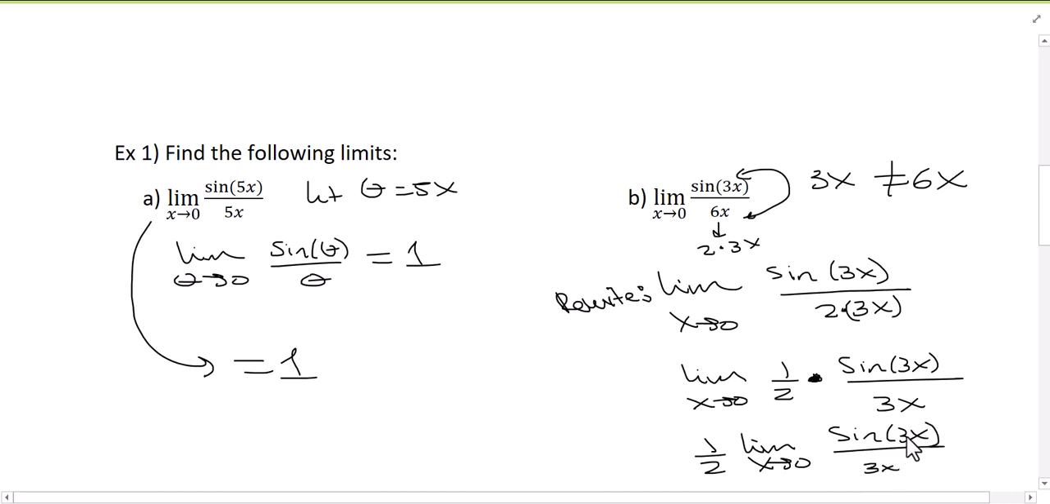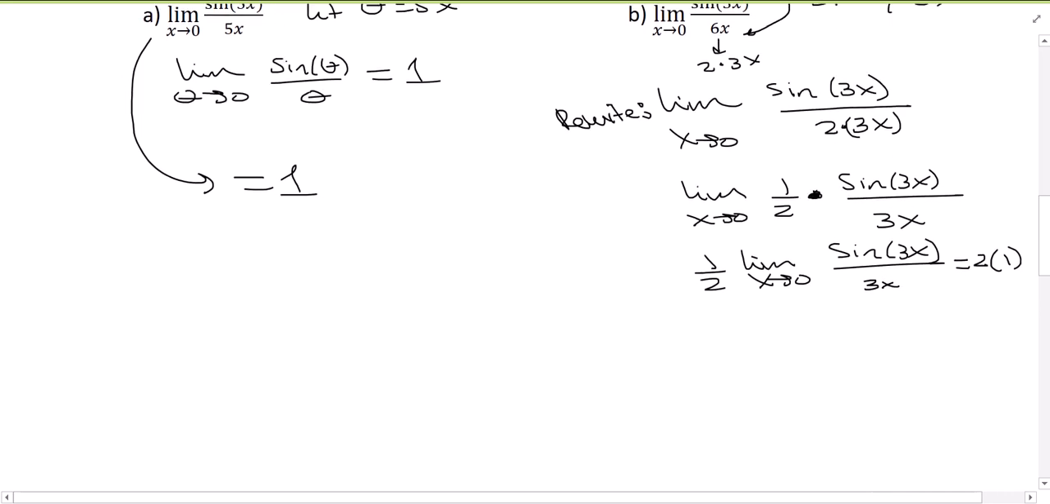Now the argument, the thing inside my trig function, my sine, matches the denominator. So that limit is 1, and not 2. So this is equal to 1/2 times this limit, which is 1. And so I just get 1/2. So that is our limit.